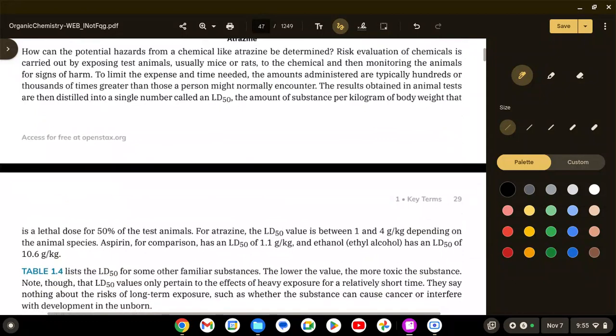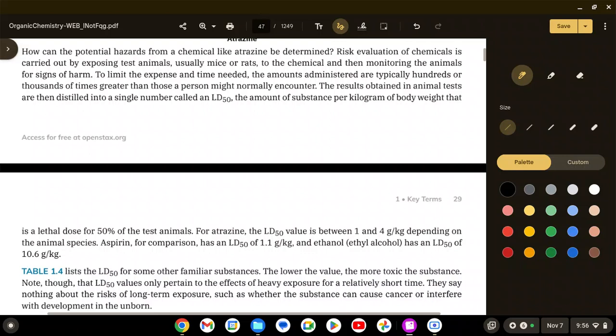Risk evaluation of chemicals is carried out by exposing test animals, usually mice or rats, to the chemical and then monitoring the animals for signs of harm. To limit the expense and time needed, the amounts administered are typically hundreds or thousands of times greater than those a person might normally encounter. The results obtained in animal tests are then distilled into a single number called LD50, the amount of a substance per kilogram of body weight that is a lethal dose for 50% of the test animals.